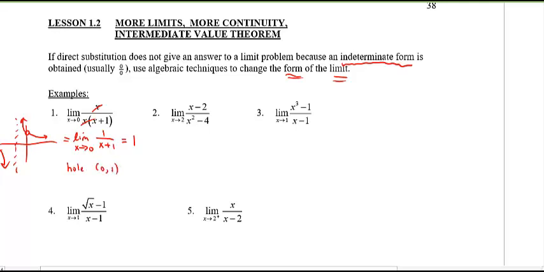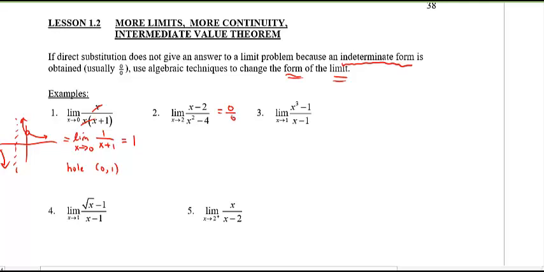Remember this stuff? So now whenever you try to do direct substitution, if you always get 0 over 0, you know you have to do some algebraic technique. Factoring is one of them. Okay, so see if you can try examples 2 and 3 on your own. Go for it.